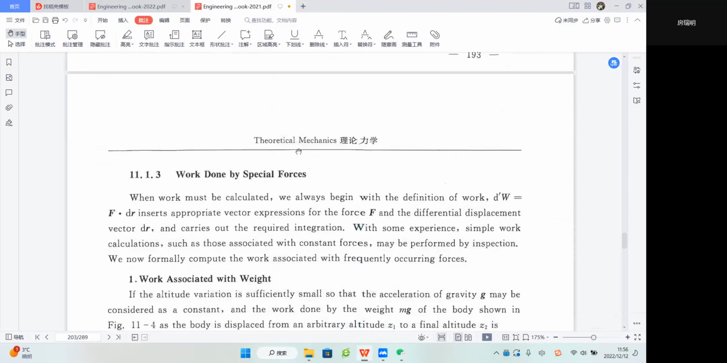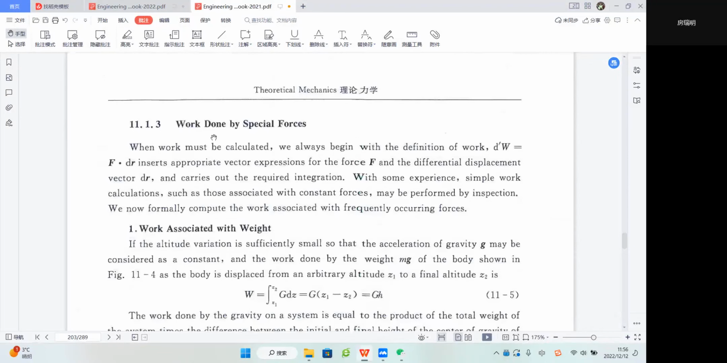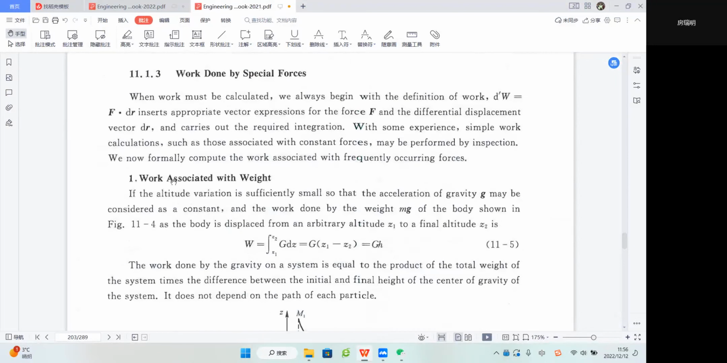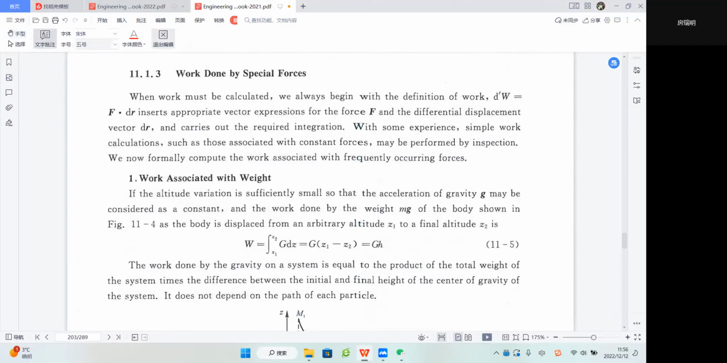So we only have time to talk about the work done by special forces, the work associated with weight. You know, weight is actually the gravitational force between the body and the earth, right? Because the earth is big enough, it always has gravitational force on any body on the earth.